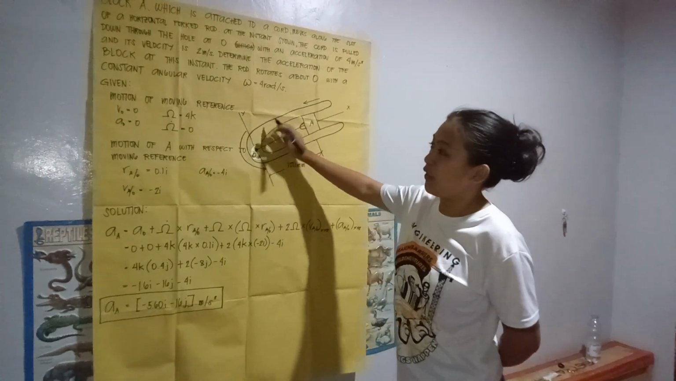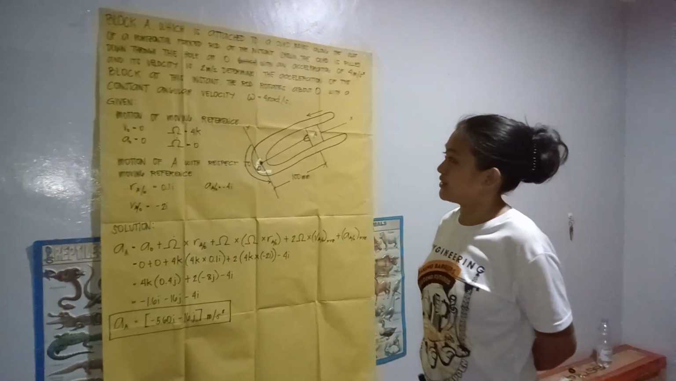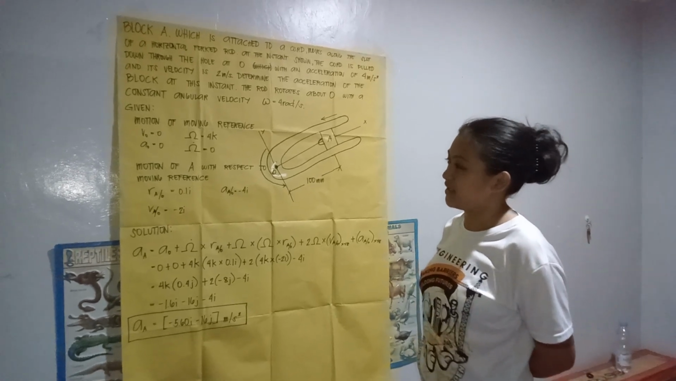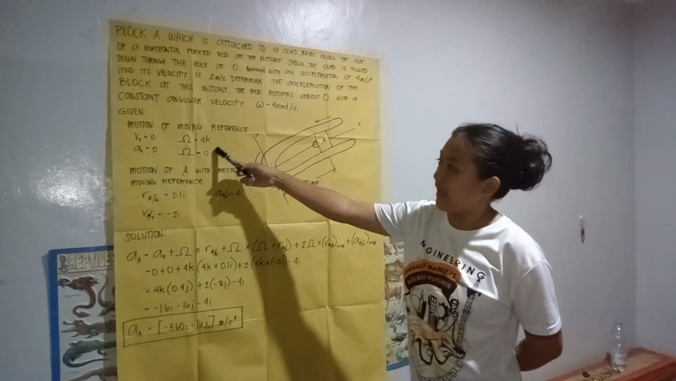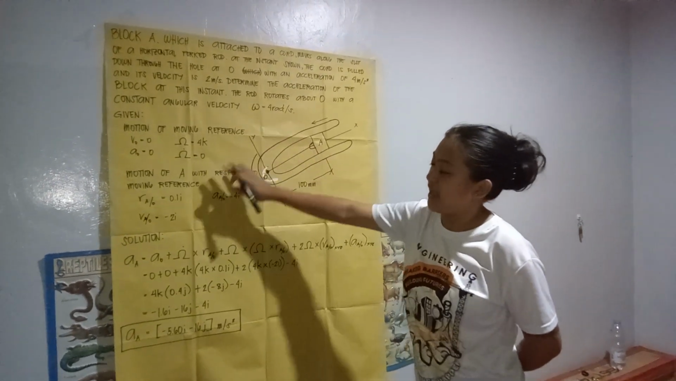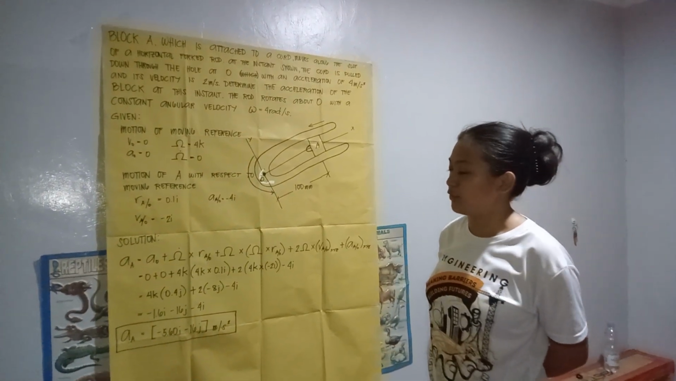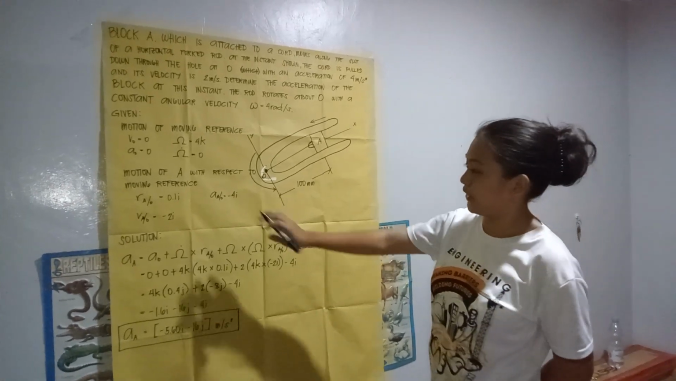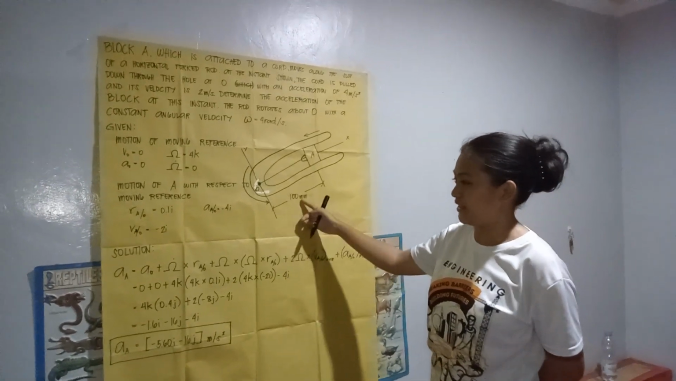So for the given, we have the motion of a moving reference. Our V sub O is equal to 0 and our A sub O, our initial acceleration, is 0, and our omega is 4k, because omega is the angular velocity, and omega dot is equal to 0. So for motion of A with respect to the moving reference, our radius is 0.1, since this is 100 mm, so we converted it to meters.